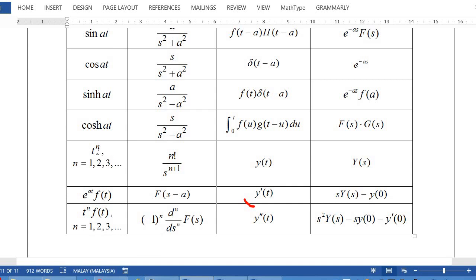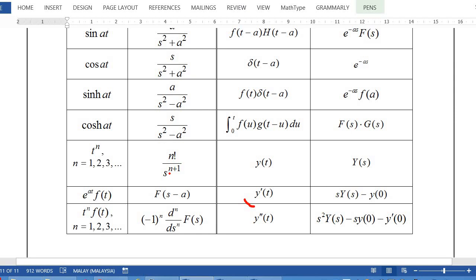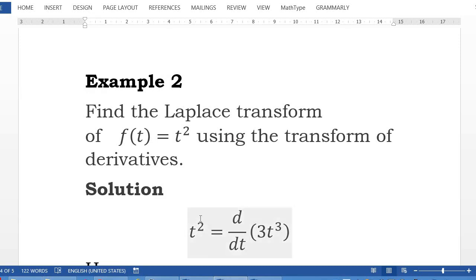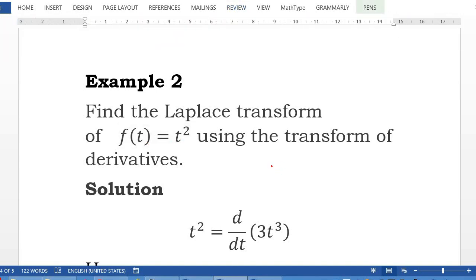The Laplace transform for t to the power n is actually equal to n factorial over s to the power n plus 1. Hence, the Laplace transform for t squared will be 2 factorial over s to the power of 3. By using the table of Laplace transforms from the first lectures, the answer should be 2 factorial, which is equal to 2 over s cubed. But here we would like to get the Laplace transform for t squared using the Laplace transform of derivative.